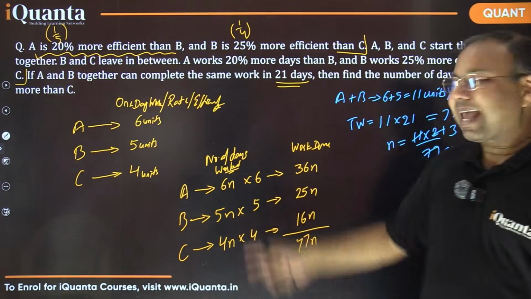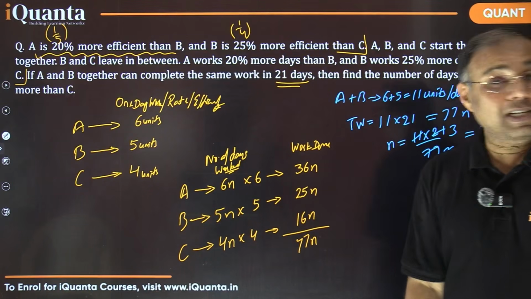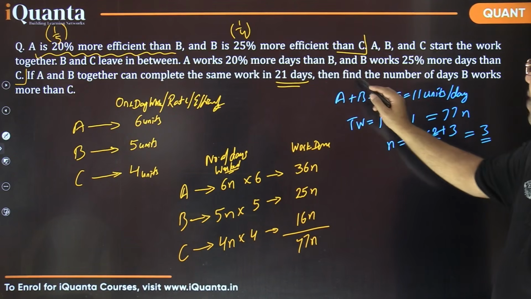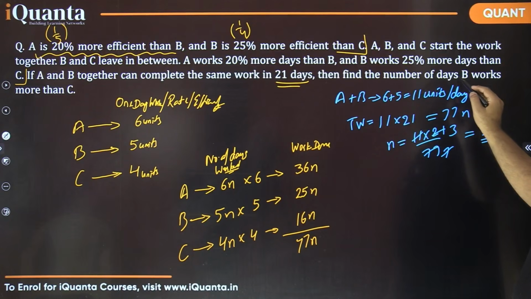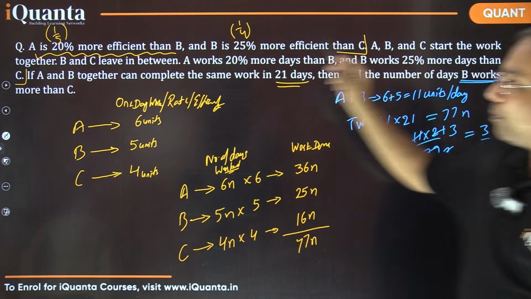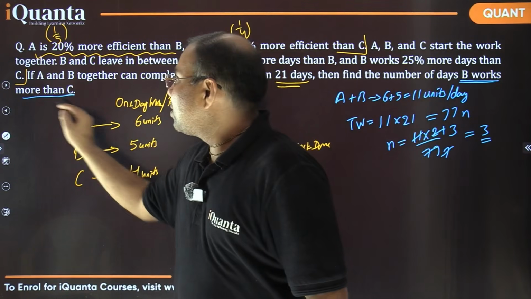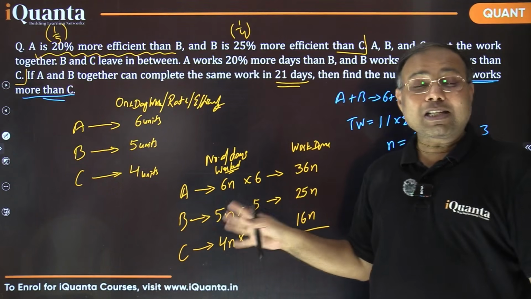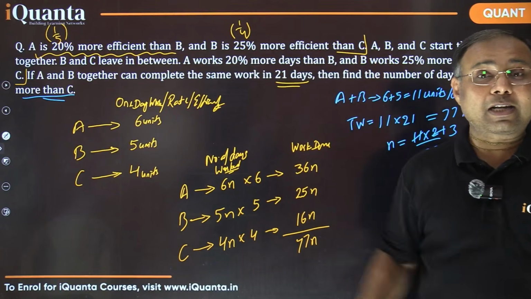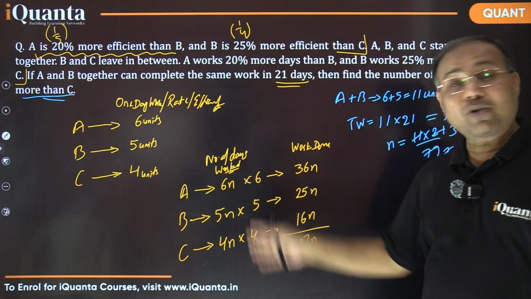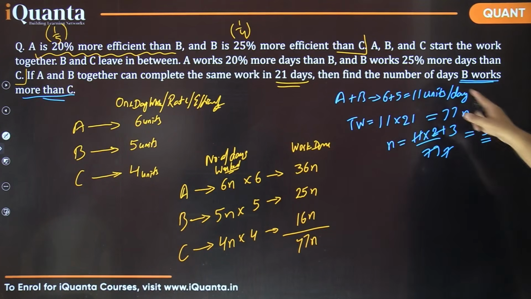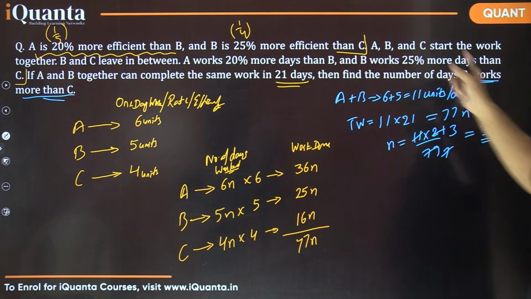So we got the exact number of days for which they have worked, right? So this n comes out to be 3, and we can put these values. But let me see what is the question. The question says, find the number of days B works more than C. Okay, so this was some intermediate information based on which we are able to determine what is actually happening in this task right now, where A and B and C have worked for different number of days with their regular efficiency. And now the question is asking to find the number of days B works more than C.